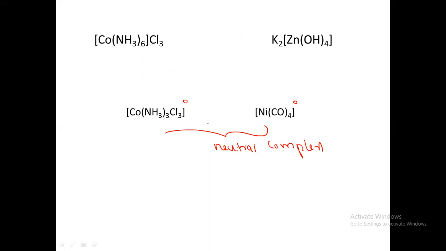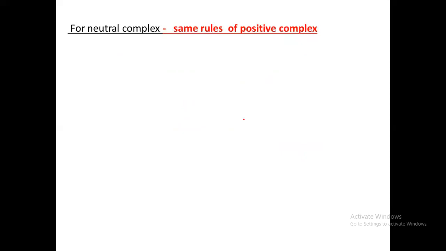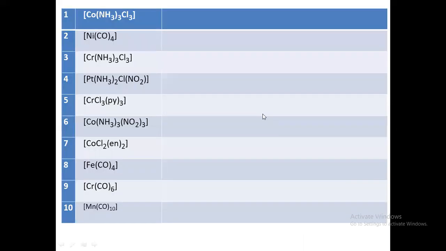So for a neutral complex, there won't be two parts. Only the coordinate part will be given. Now how to name the neutral complex? It's very easy, because the naming rules are the same as for a positive complex. Whatever rules are applicable for a positive complex, we'll use the same rules for a neutral complex as well. So treat a neutral complex as a positive complex. Remember, for a neutral complex, the same rules as a positive complex are used. Okay, we'll see some examples.